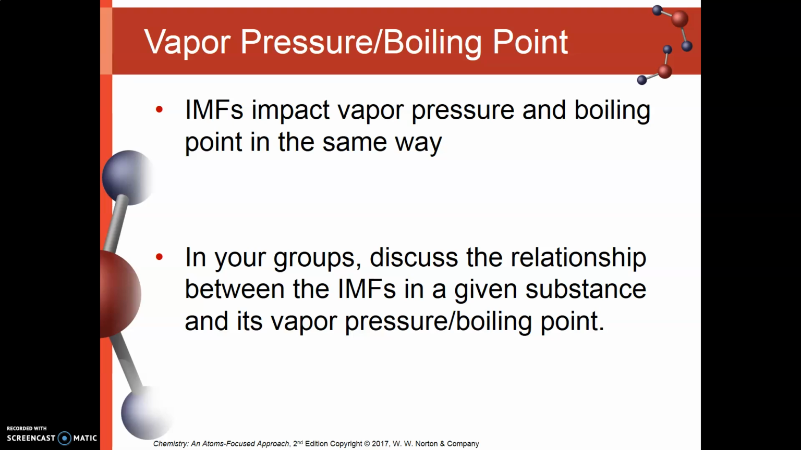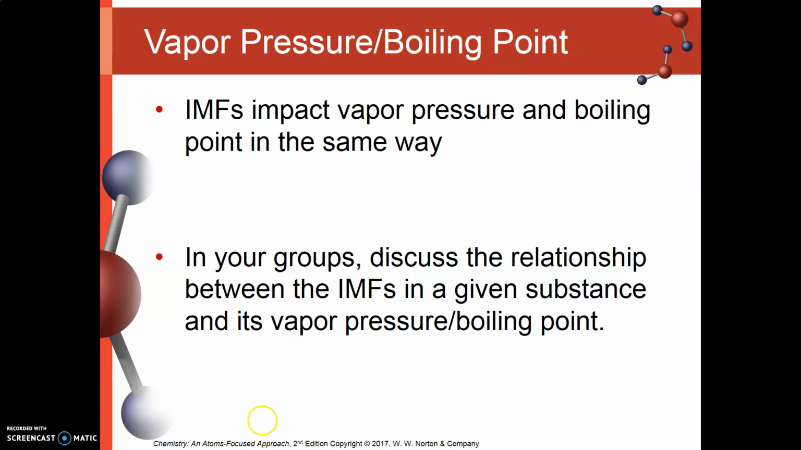Now, since vapor pressure and boiling point are inversely related to each other as well, meaning if I have a low vapor pressure, I'm going to need more energy, higher temperatures to get that vapor pressure up to atmospheric pressure. Having a low vapor pressure at, say, room temperature means I'm going to have a pretty significant boiling point once I get that substance up to the atmospheric pressure.